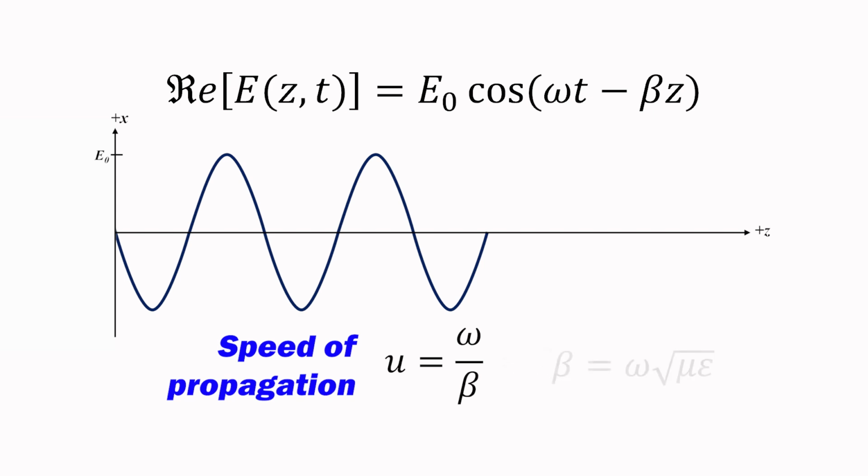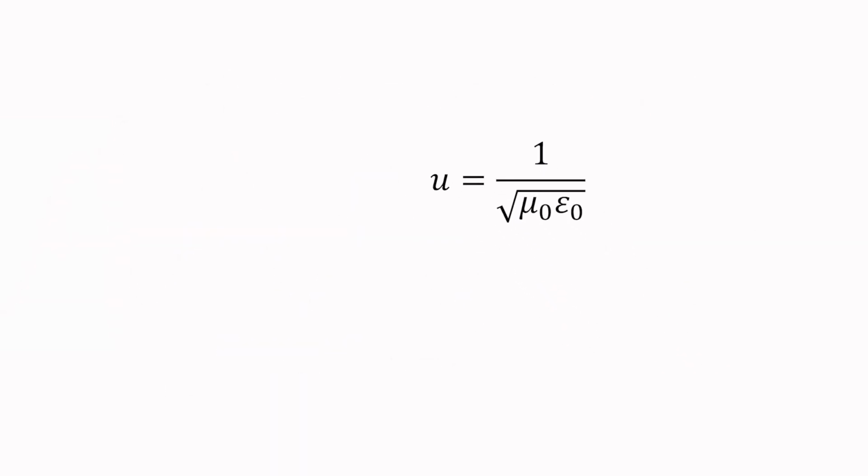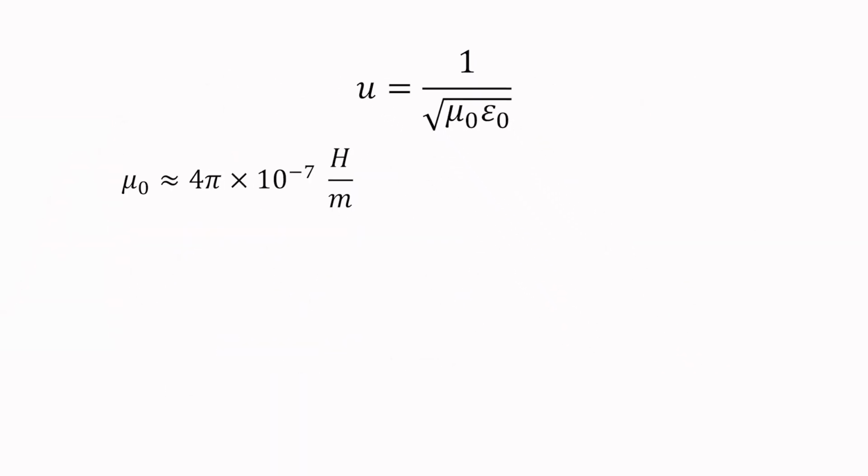Going back to our expression for beta, we can rearrange terms to see that omega over beta, the speed of propagation, equals 1 over the square root of mu epsilon. In free space, this equals 1 over the square root of mu naught times epsilon naught. Remember that mu naught equals approximately 4 pi times 10 to the minus 7 henries per meter, and epsilon naught equals approximately 1 over 36 pi times 10 to the minus 9 farads per meter.